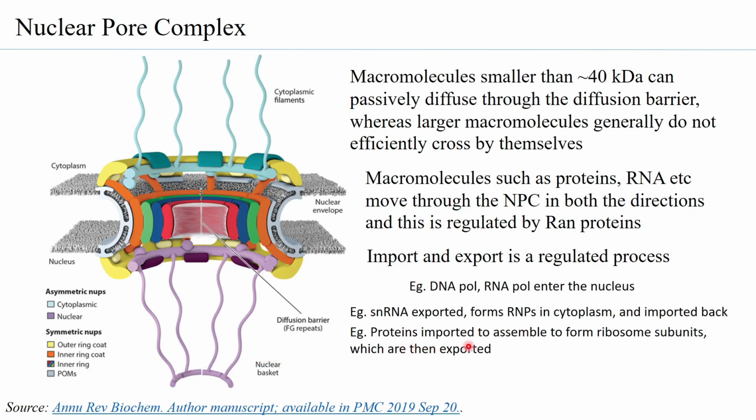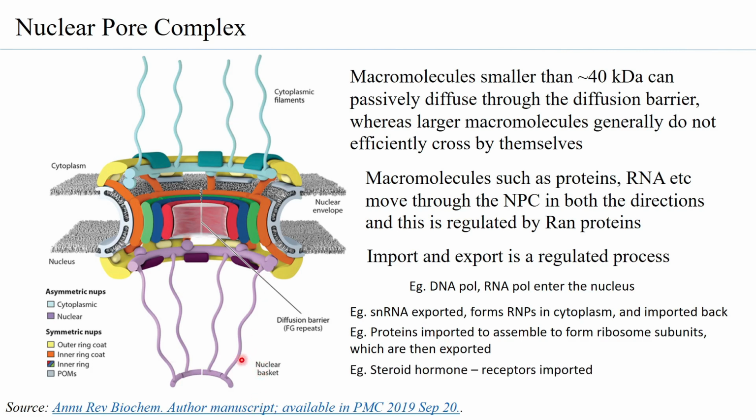So the proteins are also required for the ribosome subunits to be formed. Please do understand that the ribosomal RNA is formed inside the nucleus, and those ribosomal RNAs have to bind to proteins to form the small subunit of the ribosome and the large subunit of the ribosome. So assembly of the ribosome happens inside the nucleus, and therefore all the proteins that are required for the ribosome formation have to be imported into the nucleus.